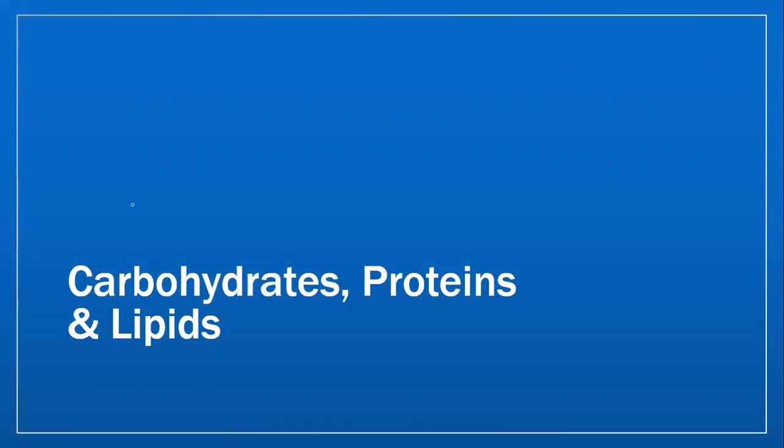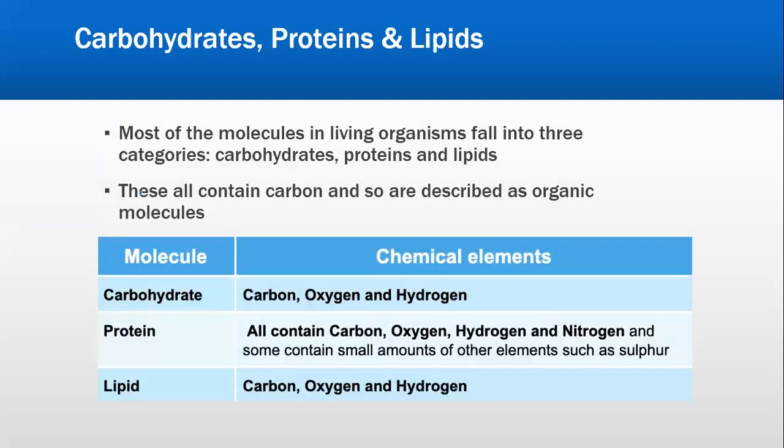Now, in biological molecules, we have carbohydrates, proteins, and lipids. Most of the molecules in the living organisms fall into three categories. वो हैं कौन कौन सी? Number 1, carbohydrates. Number 2, we have proteins. And number 3, we have lipids. तो ये आपको तीन categories हैं of biological molecules.